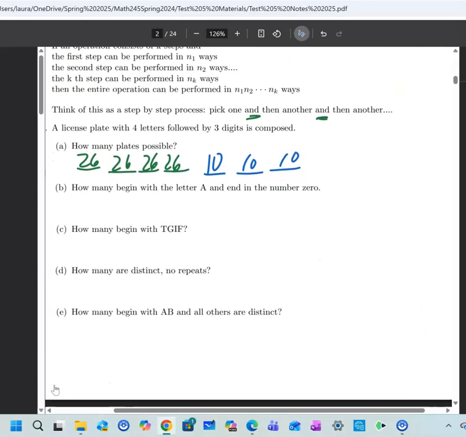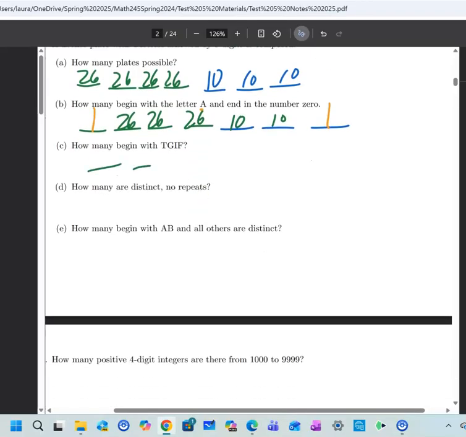All right, so same idea, 4 letters, 1, 2, 3, 4, and 3 digits. Now they're saying it has to begin with the letter A. Well, there's only one way to put the letter A in there. And it has to end in the number 0, so there it is, one way. And then I'd have 26 for each of these other letters, and 10 for each of these other numbers. So what about this one? I want TGIF. There's only one way to put TGIF in, so I'm just going to put 1. And then I'd have the 3 digits.